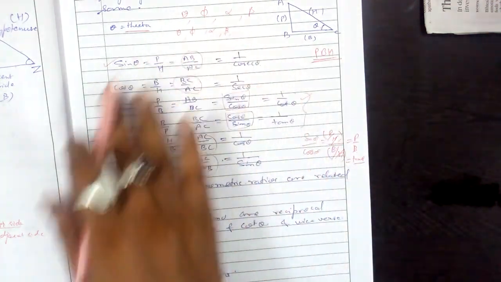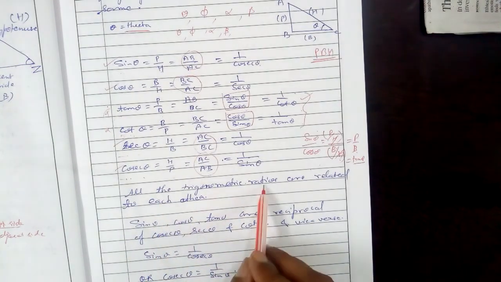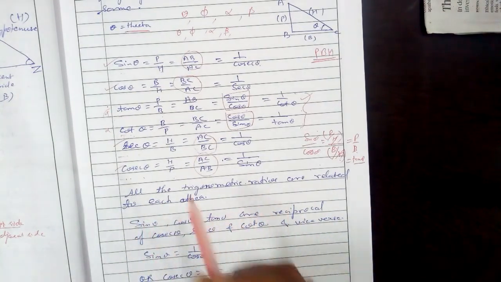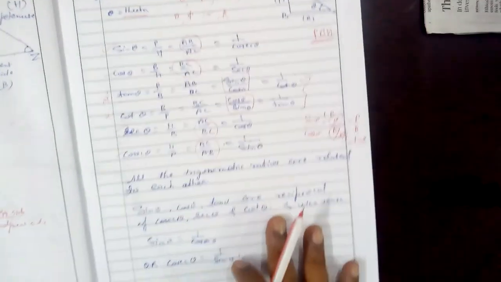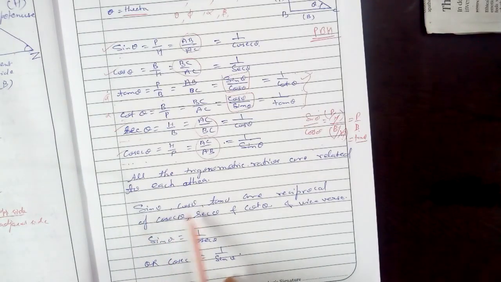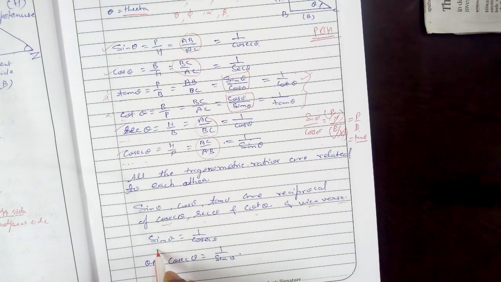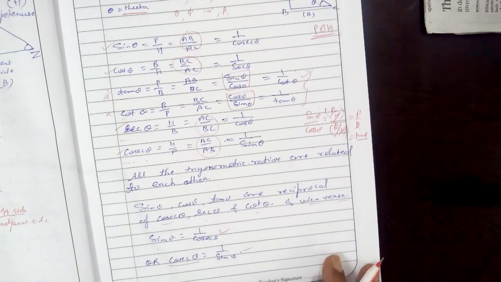These are very important relations. All the trigonometric ratios are related to each other. If only one is given, you can find all the others. We will give you examples later. Sin theta, cos theta, tan theta are reciprocals of cosec, sec and cot, and vice versa: cosec, sec, cot are also reciprocals of sin, cos and tan. Sin theta you can write as 1 upon cosec theta, and cosec theta as 1 upon sin theta.